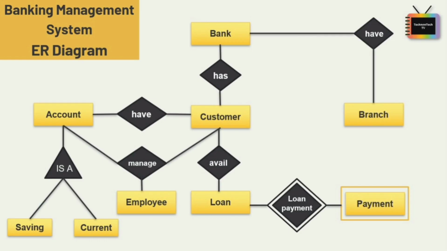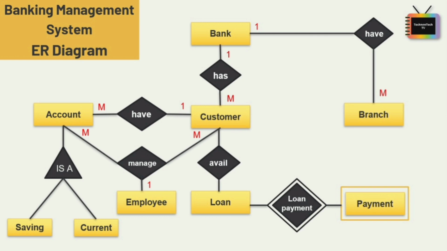So these are the relationships which I have defined in these 6 entities. So let's see the cardinality ratio between these entities. So one bank can have many branches and there can be many customers in one bank. So one bank can have many customers. Next, customer can have multiple accounts. So let's add one to many relation here. And one employee can manage multiple customers as well as multiple accounts at the same time. So let's add one to many relationship here.